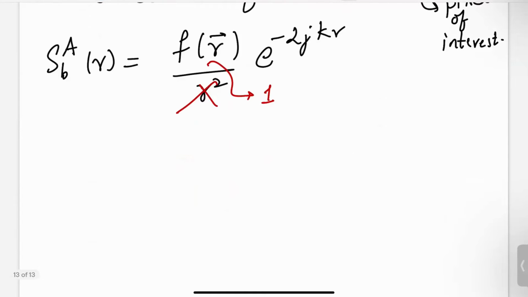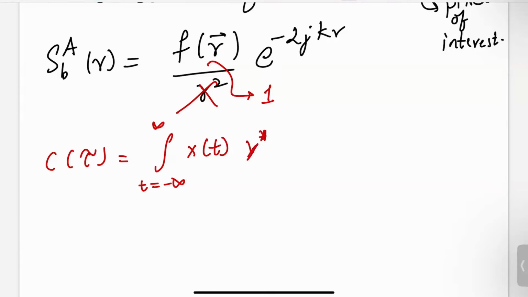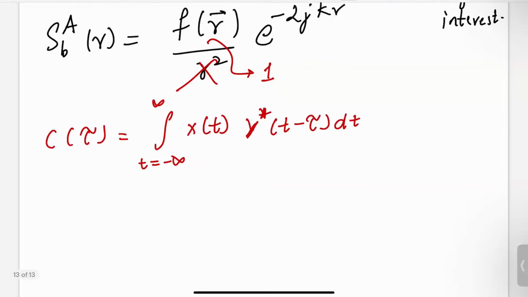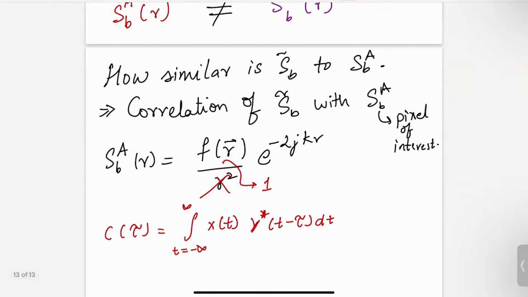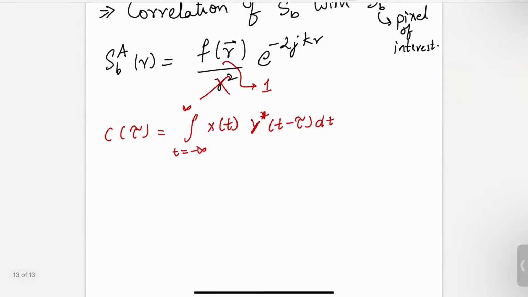Right? And if I have two signals, then the correlation between the signals, C of tau, this is sort of known: if the signals are complex, then I need to take the complex conjugate of one of them, dt. So that's the definition of correlation. So here I have two signals. I have my SB tilde and SBA, and I want to find the correlation between them.